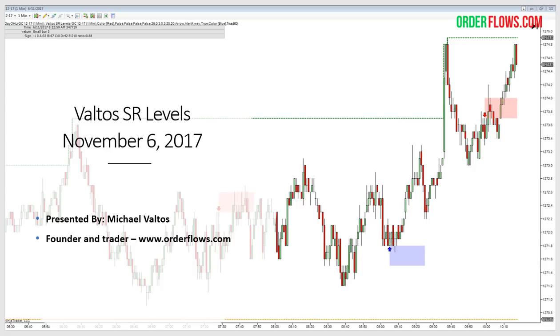It's called the Valtos SR Levels, and what they are is support and resistance levels that are derived from the order flow. Basically, it takes the order flow, and I have certain parameters I'm looking for in the order flow for market-generated support and resistance levels. And it's not some big fancy calculation, some VWAP, TWAP, whatever. No, it reads the order flow.